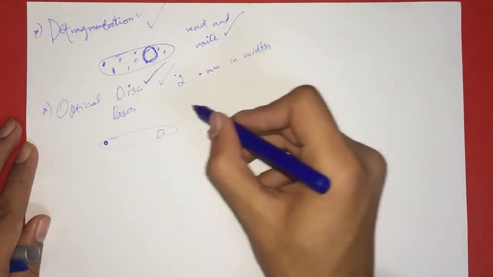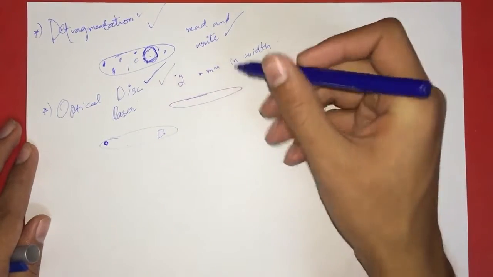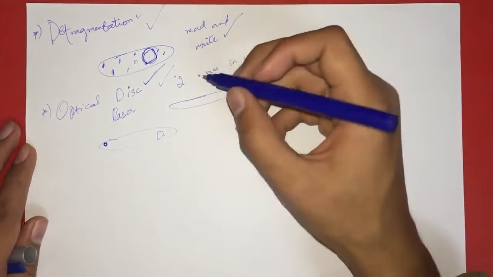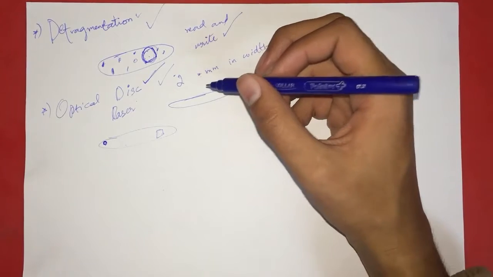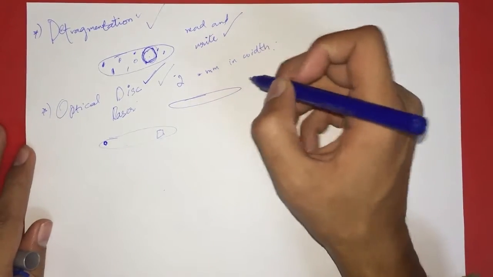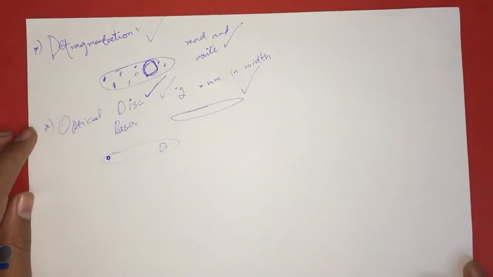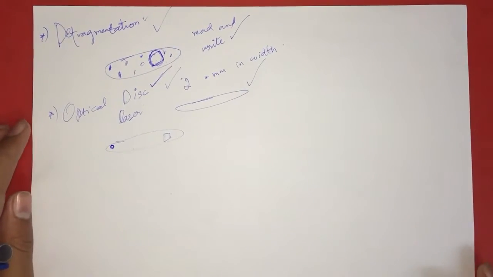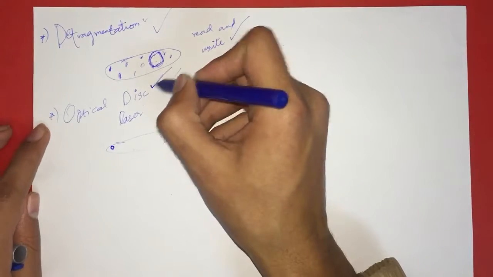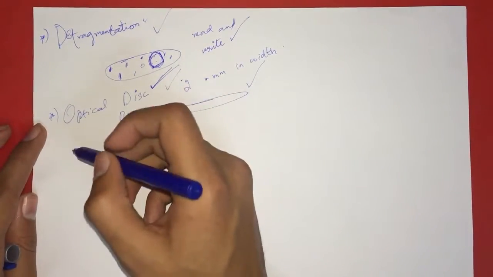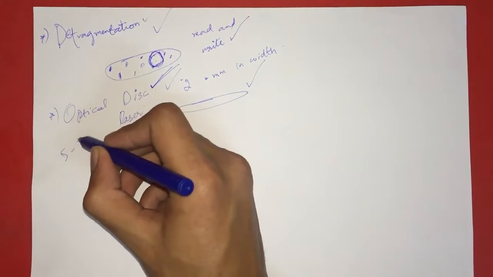But there are some disks where the top part and the bottom part are the same. So whichever way you insert the disk, it will function well. And next we have some other storage devices. Also, these optical discs, if you take good care of them, are going to last longer, from 5 years up to 100 years.